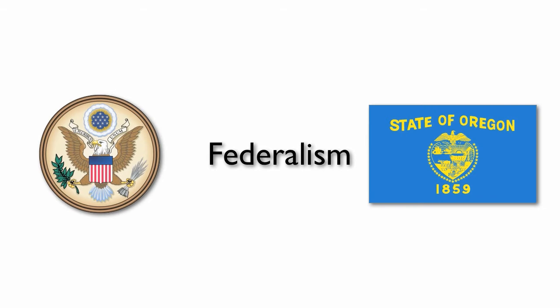The system of federalism, where power is shared between the federal government and state governments, was one of the things that kept the North and South together up until the Civil War started. The idea is that states can do a better job of making laws that serve the people who live there better than the federal government can.